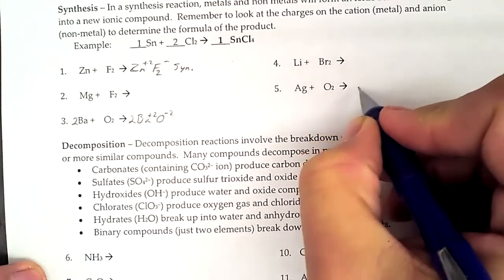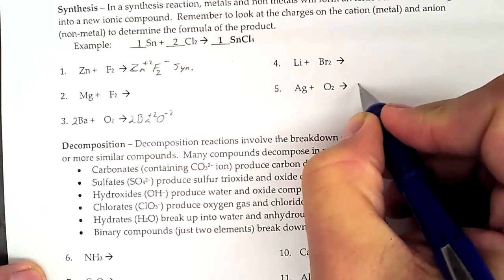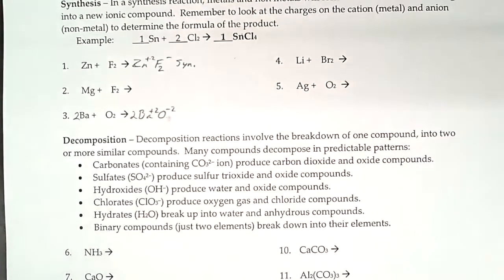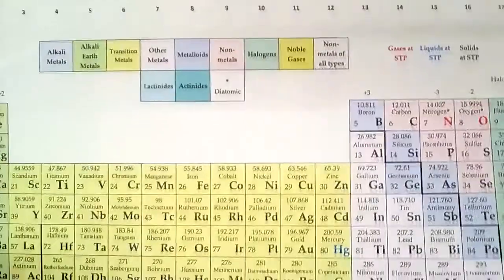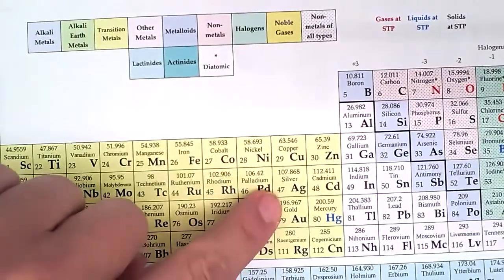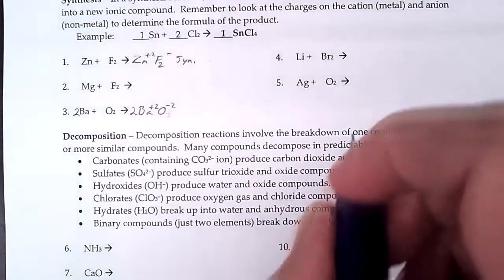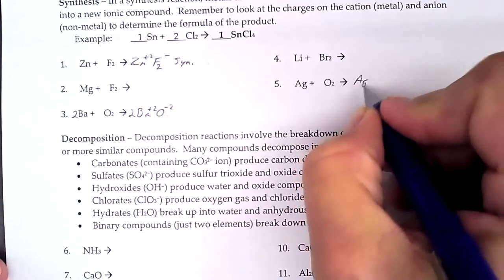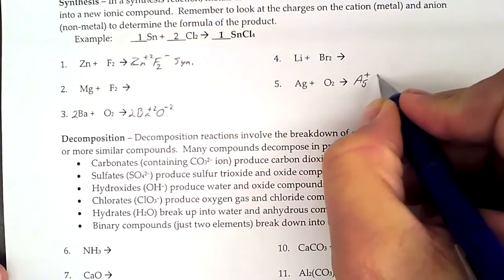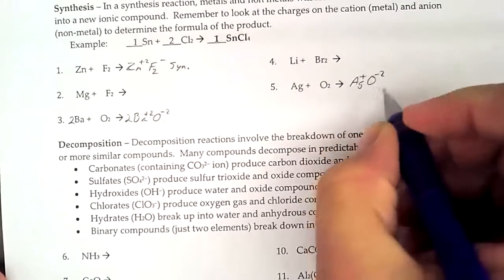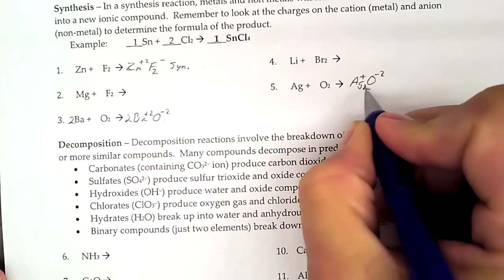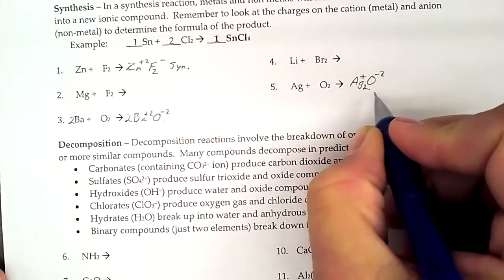How about we do this one? Silver likes to be a +1. How would you know that? Well, you don't know it from the periodic table because it's in this transition metal section where we don't know the charges just by looking. So flip it over and find it on the ion chart. It turns out it likes to be +1. Oxygen is in your -2 column on your periodic table. That means I'm going to need a 2 here so that the charges add to 0.